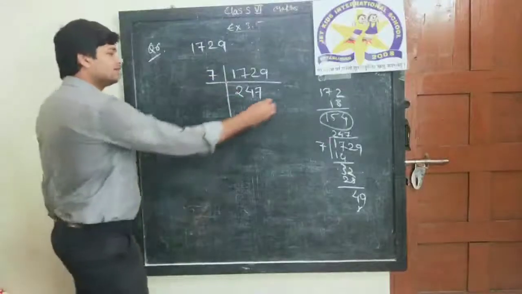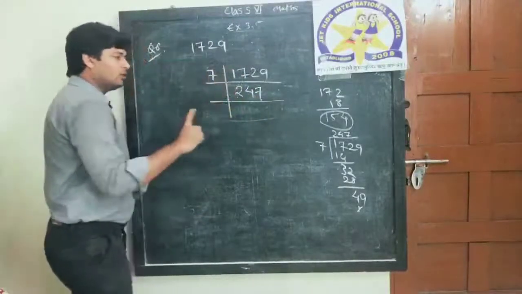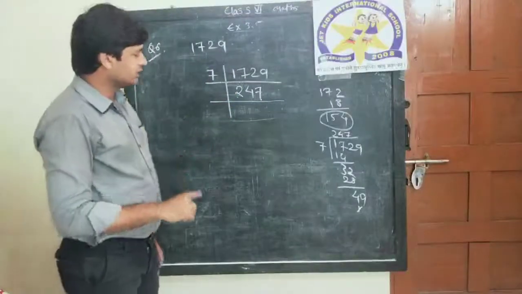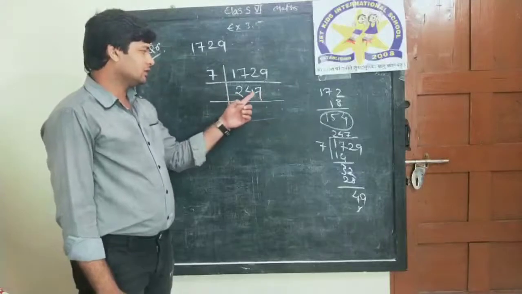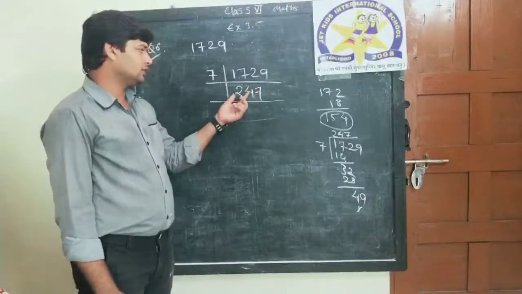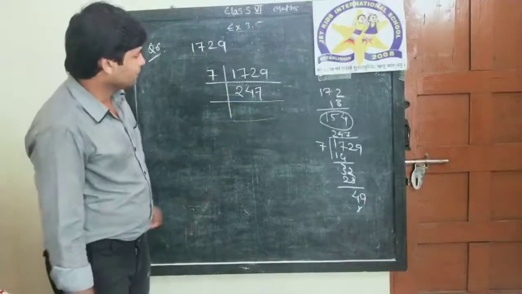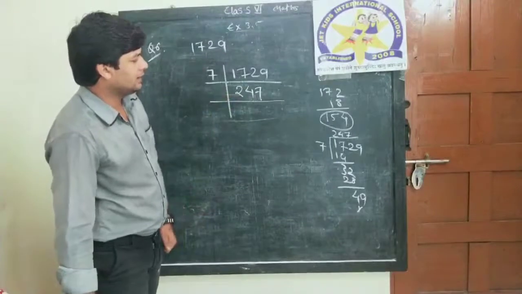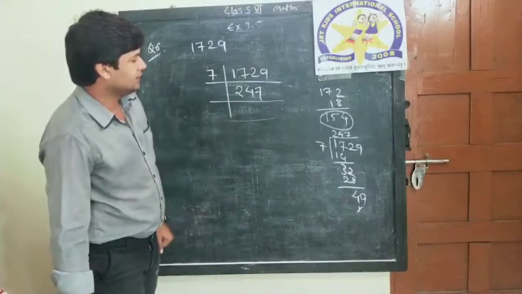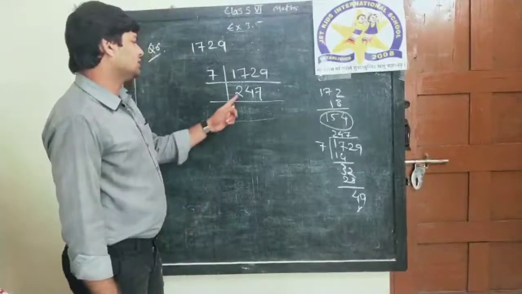Now 247, is it divisible by 2? No. 3? No. 4? No. 5? No. 6? No. 7? Let us check by 7. Is it divisible by 7? 7 2s are 14, 24 minus 14, 10. No, it is not divisible by 7. It is not divisible by 8. It is not divisible by 9. It is not divisible by 10. Is it divisible by 11? No, it is not divisible by 11.